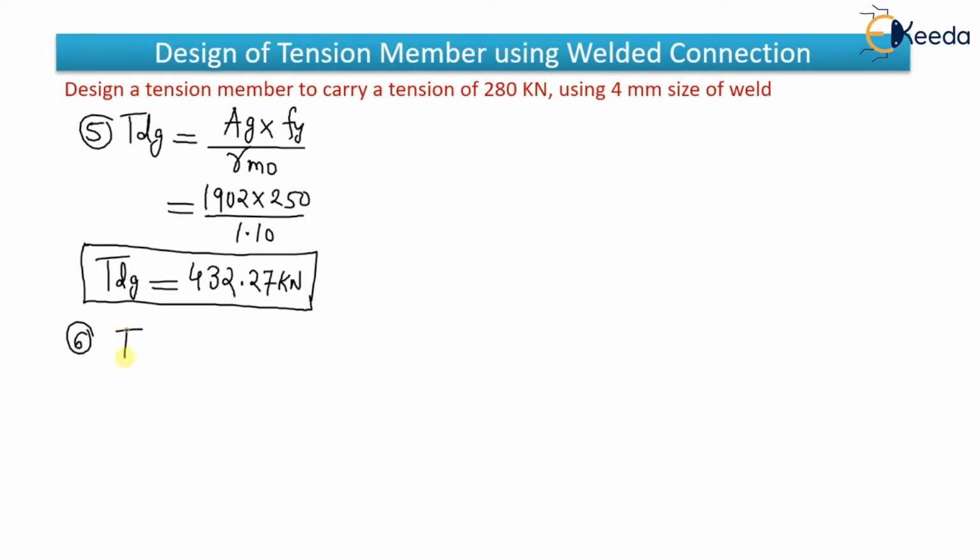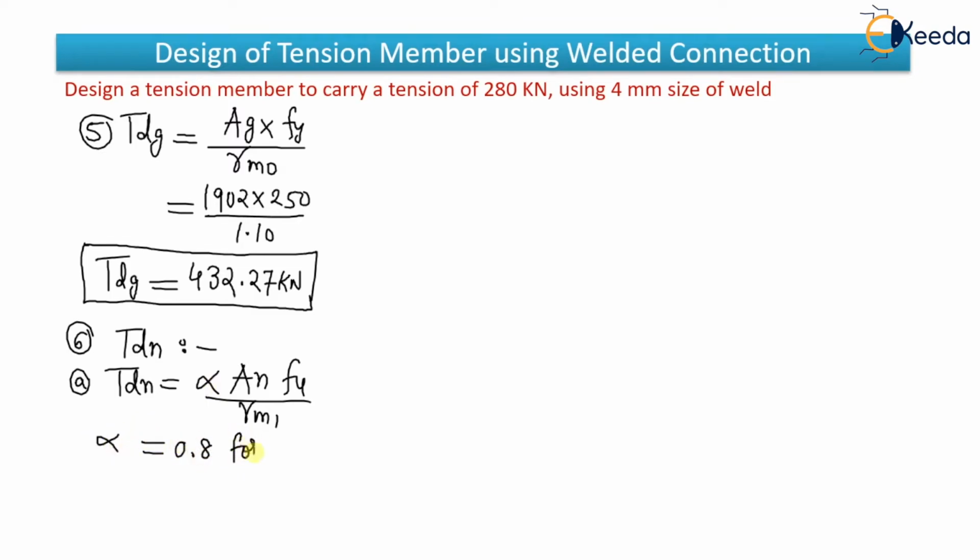Let's calculate the value of TDN. It has two formulas. The first one is approximate. It is alpha into An into Fu divided by gamma m1. This is the approximate rupture strength. Now coming back to alpha, what is the value of alpha? Remember, alpha will be 0.8 for welded connection, always. So I can easily find out the value of TDN then.